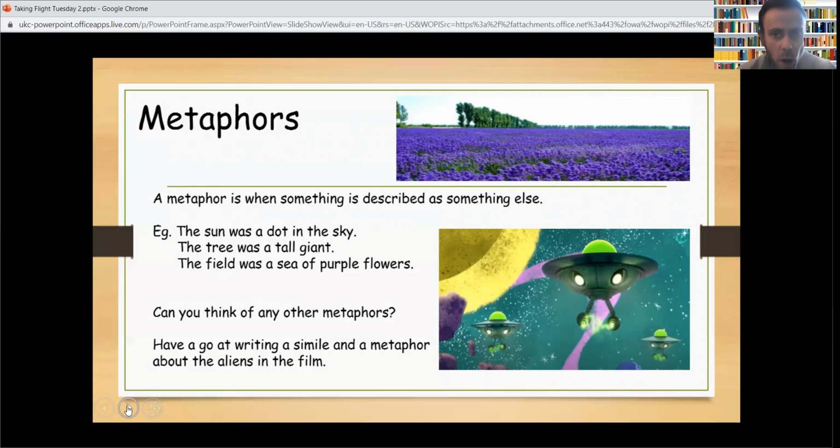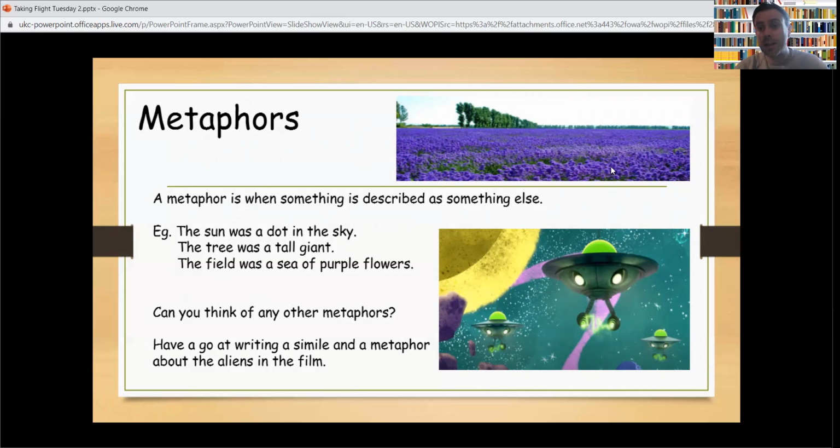You might say, I've got a picture to show this. The field was a sea of purple flowers. And if we look at this picture, it does look like that is a field with just loads of purple flowers in it, but it looks like a sea because it goes so far out into the distance. It's a purpley colour. It looks like maybe when the wind runs through it, it probably looks like it's waving a little bit like the sea.